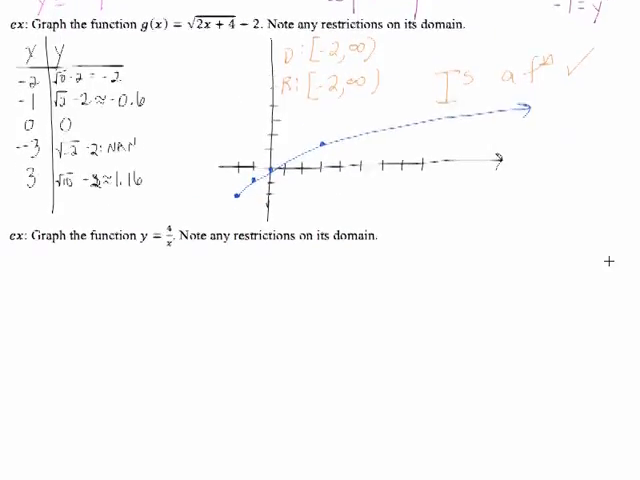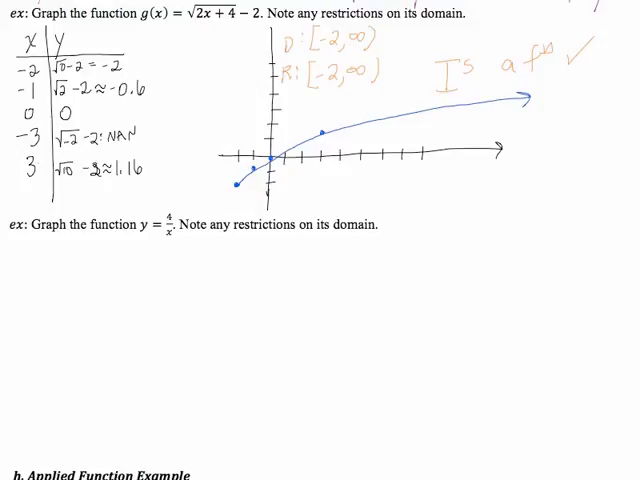And let's look at one more. I want to graph the function y equals 4 over x.